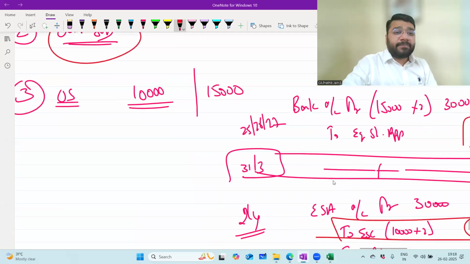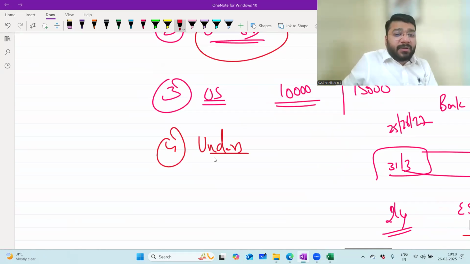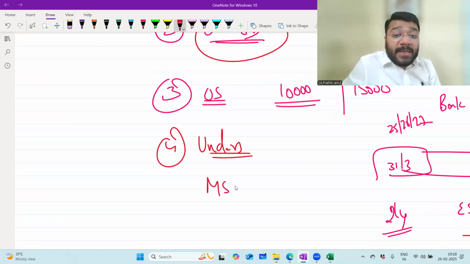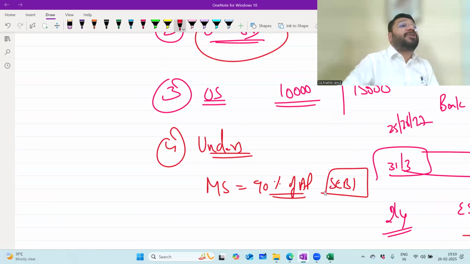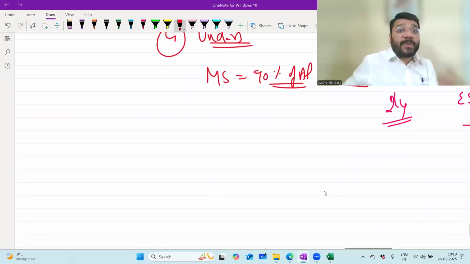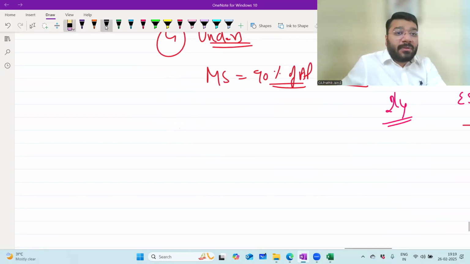Now that is the next point. Fourth case. 3 cases we discussed. Fourth case, under subscription and minimum subscription criteria not met. Minimum subscription is 90% of the application money, which is set by SEBI. SEBI said that you have to receive a minimum of 90% of the application money. Now listen to this question very carefully. 10,000 shares you offer to public. Suppose people have subscribed for only 8,000 shares.